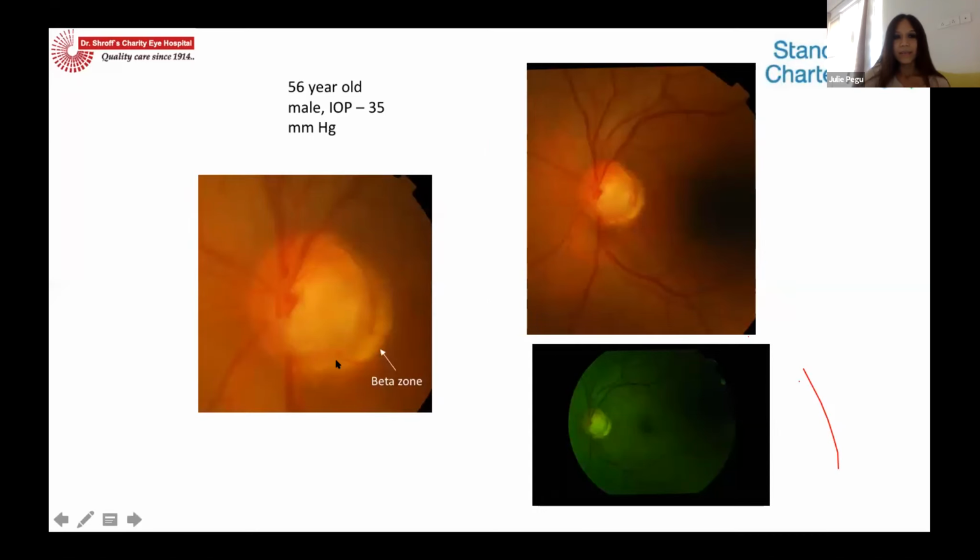Like this is another example where, if you look minutely at the neuroretinal rim, you can see that there is some irregularity which is forming here. Corresponding to which you can also see an RNFL defect which is forming. So what I want to say here is that it is so important to examine the neuroretinal rim, the rim of the optic nerve, and that is what will give you the clue whether my patient does have glaucoma or does not have glaucoma.